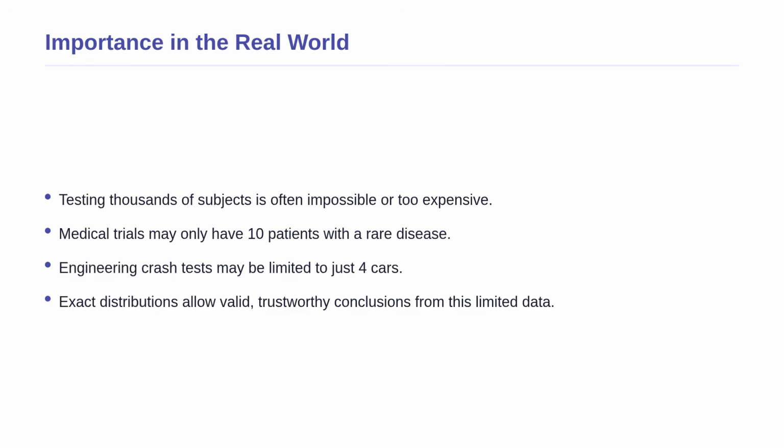Now that we have seen how to handle different scenarios, let us zoom out and understand why this matters. Exact sampling distributions are the absolute backbone of modern scientific research, medicine, and engineering. In the real world, testing thousands of subjects is often impossible. A medical trial might only have 10 patients with a rare disease. An engineer might only have the budget to crash test 4 cars. Without exact distributions, we would have no mathematical way to draw valid, trustworthy conclusions from these small, expensive samples. They ensure that a new drug is effective or a bridge is safe.